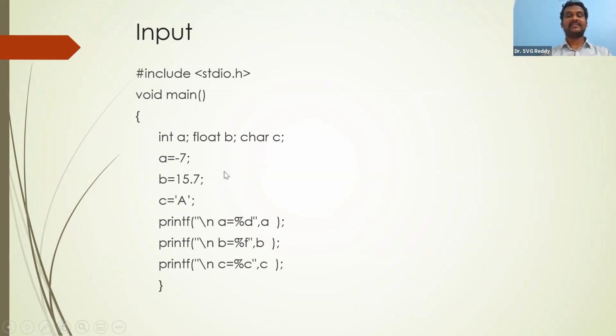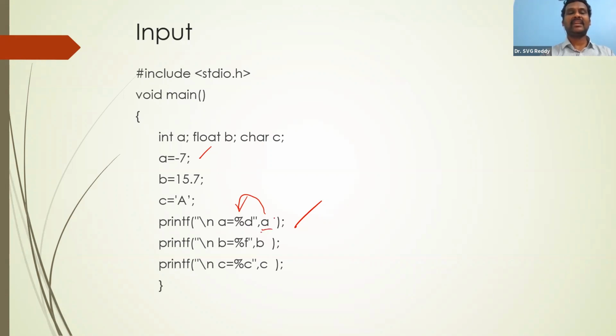So A is -7, B is 15.7, C is equal to A. We have already seen how printf works. Of course, \n means go to the next line. In double quotes, A is equal to %d. What is A here? A is -7, so this -7 is given here. A is equal to %d comma A. So this A will go to this %d.